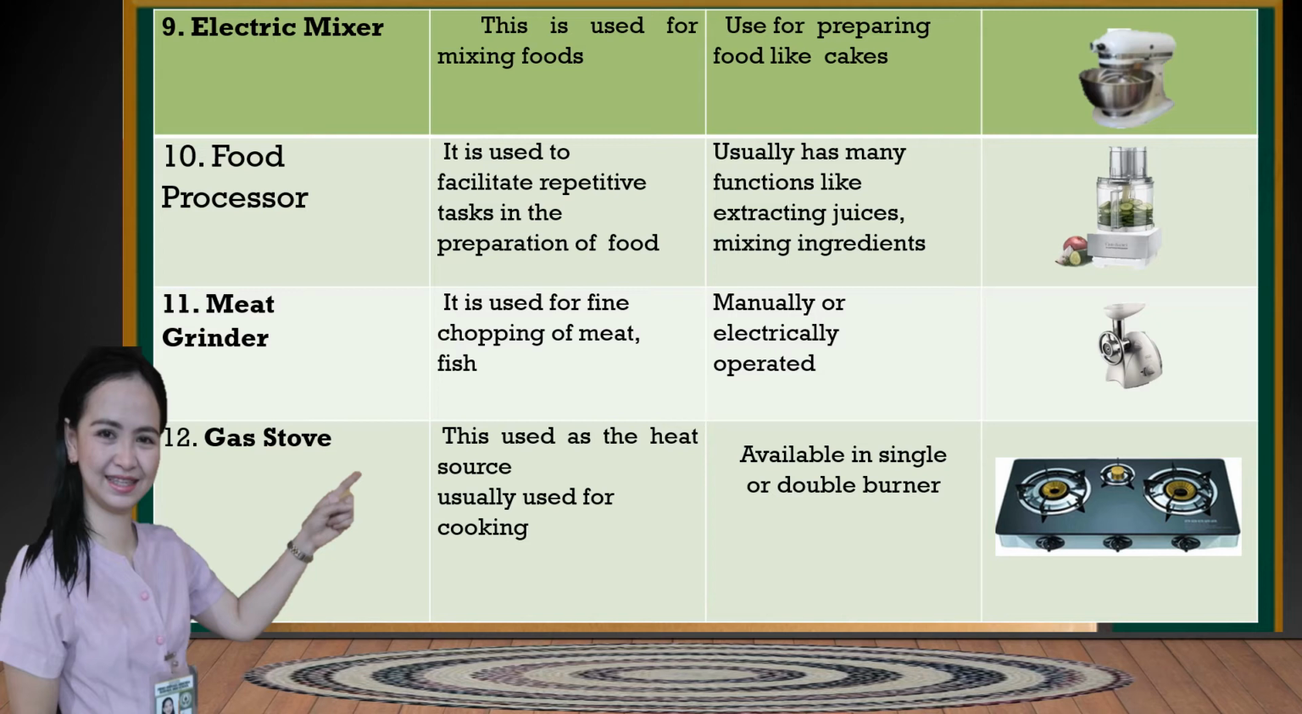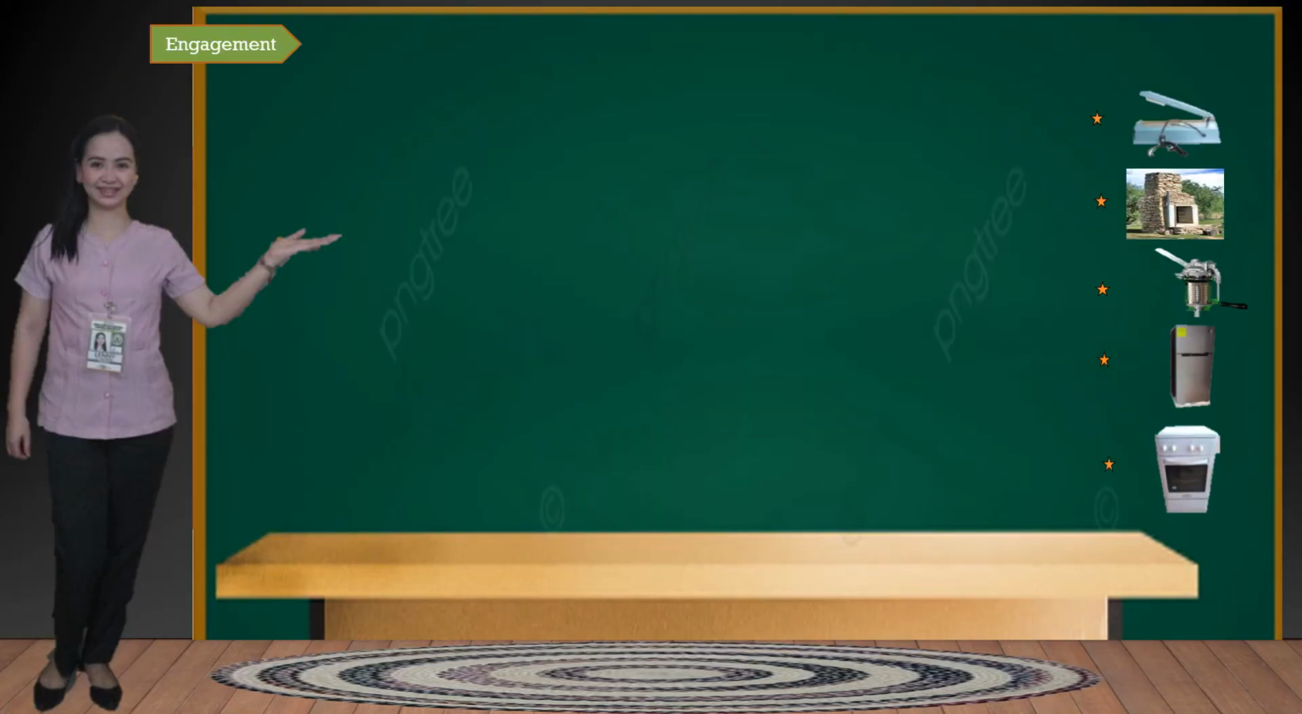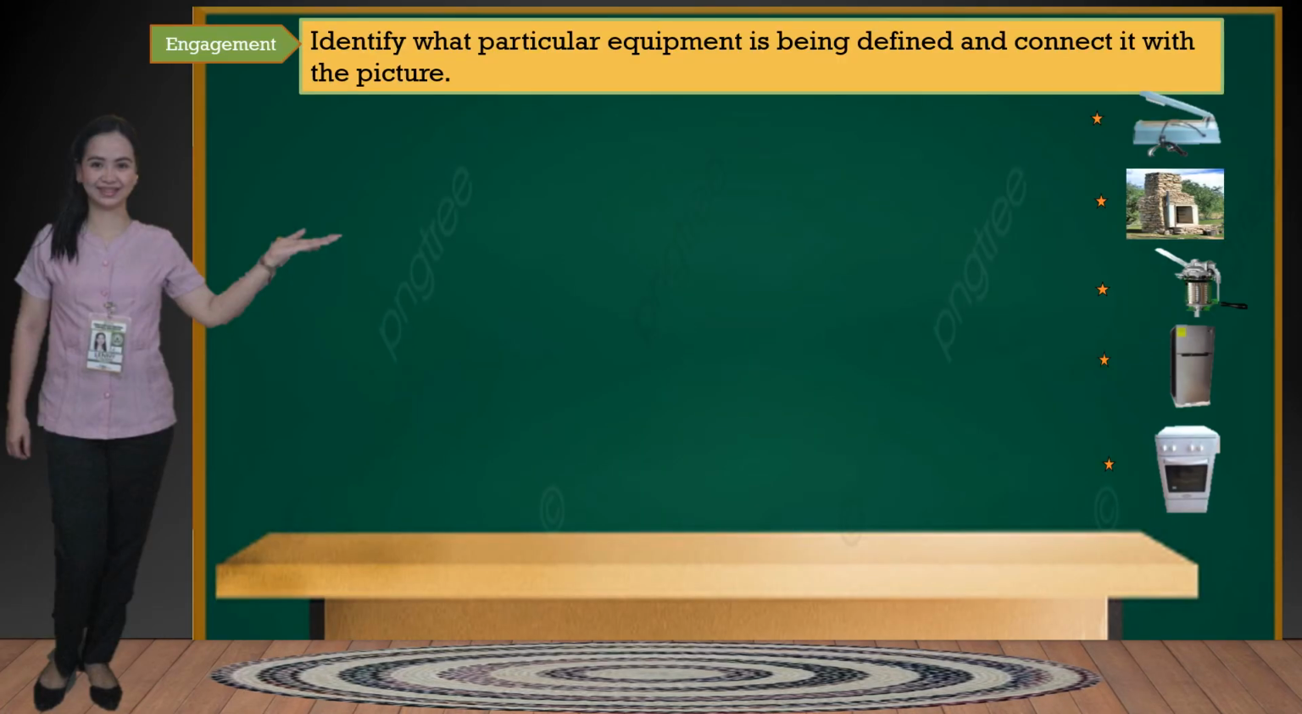By the way, class, don't be confused about the gas stove and the gas range. The gas stove, as what I have defined now, is available in single or double burner without an oven, while the gas range is typically a combination of oven and stove. Okay, don't be confused. Now, let's check what you have learned.